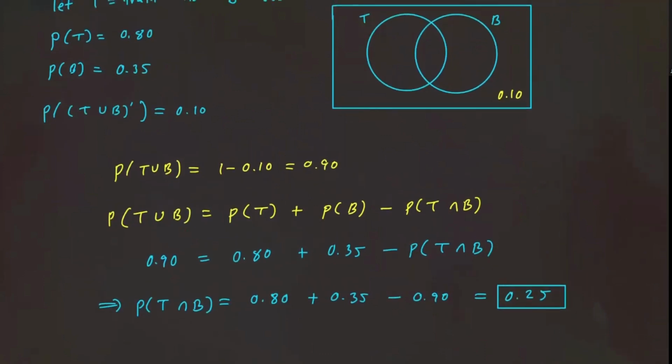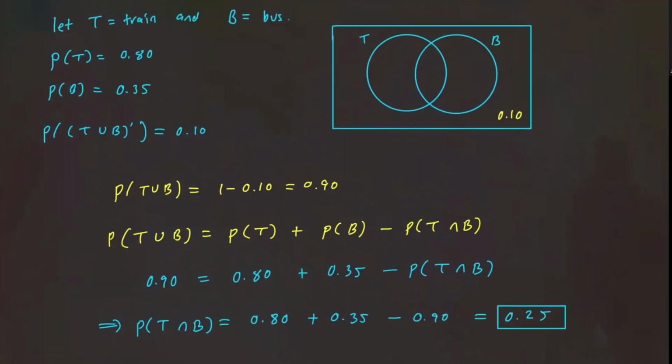All right, so that goes in the intersection. Now filling in the rest of the Venn diagram is pretty straightforward. We know that this is 0.25. We know the probability of T is 0.80, so that means this circle has to add up to 0.80, including the intersection.